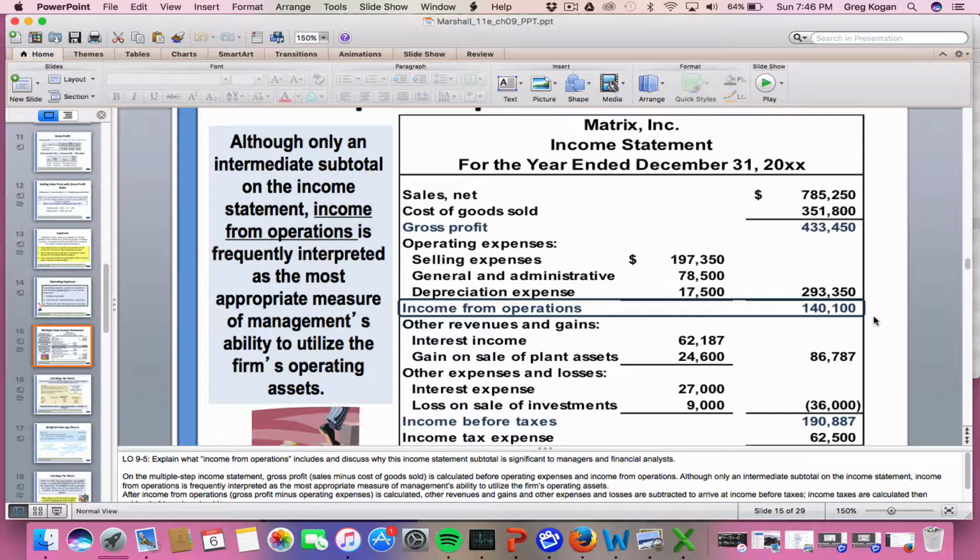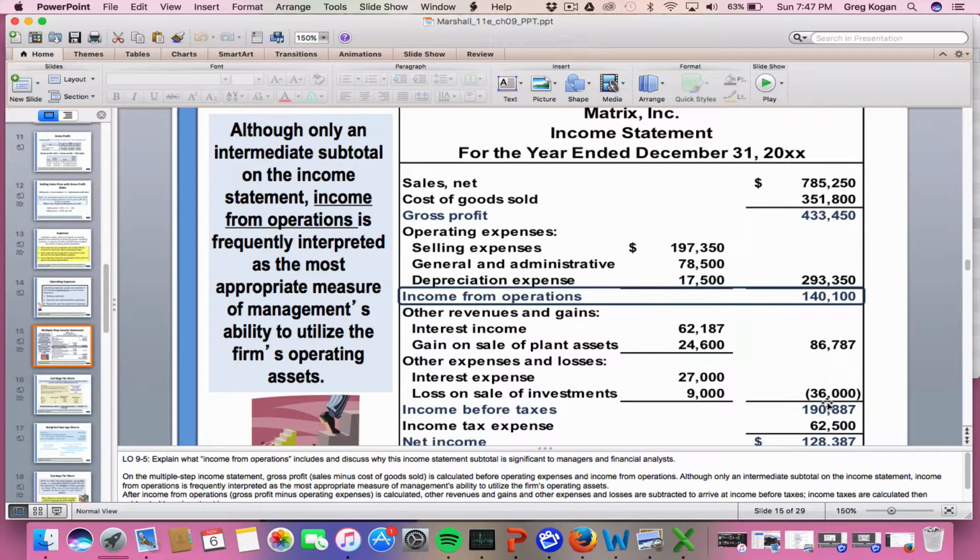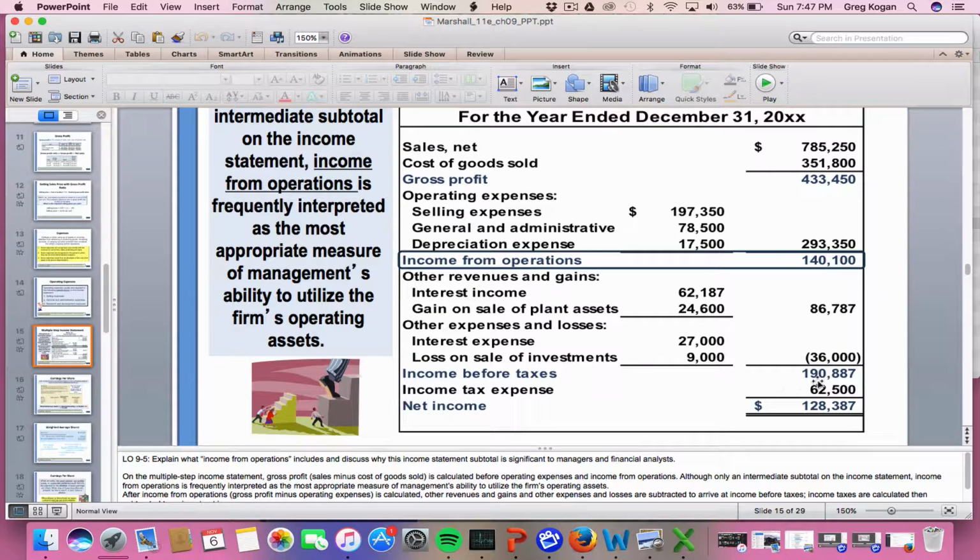After income from operations, we also want to back out or include interest income and gains on sales of assets. These are basically non-operating income, and then other expenses and losses. So we have interest expense, loss on sale of investments, then income before tax, and then we look at income tax expense and net income.